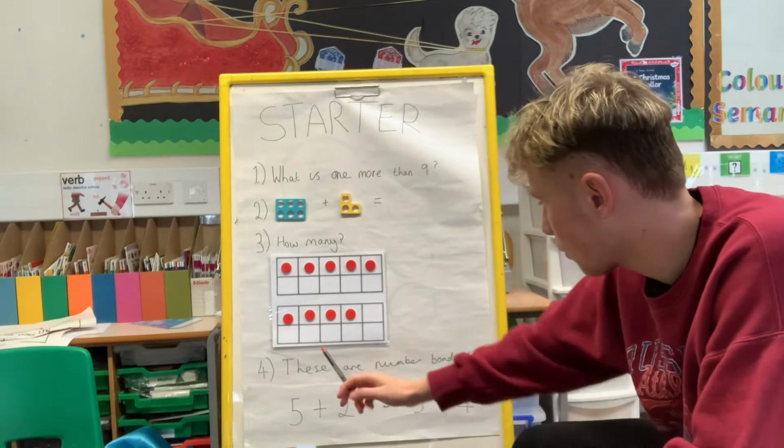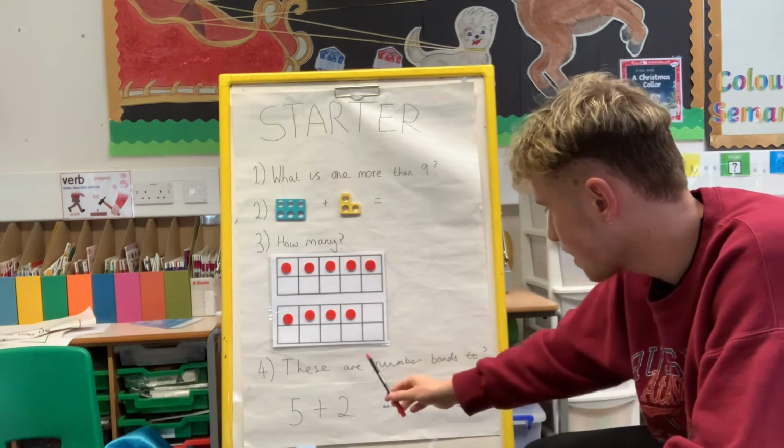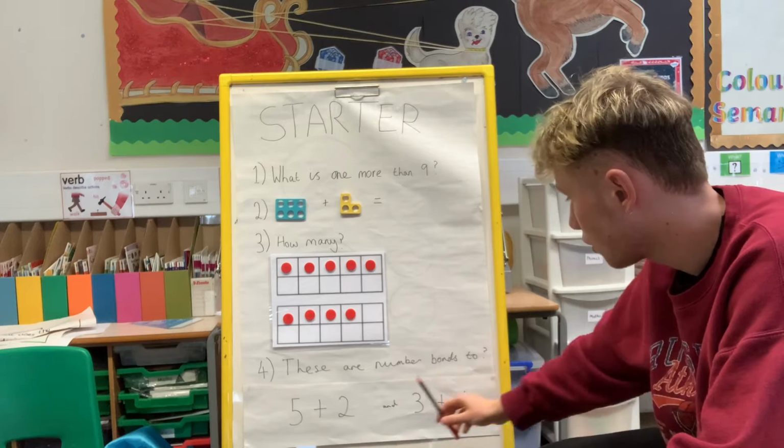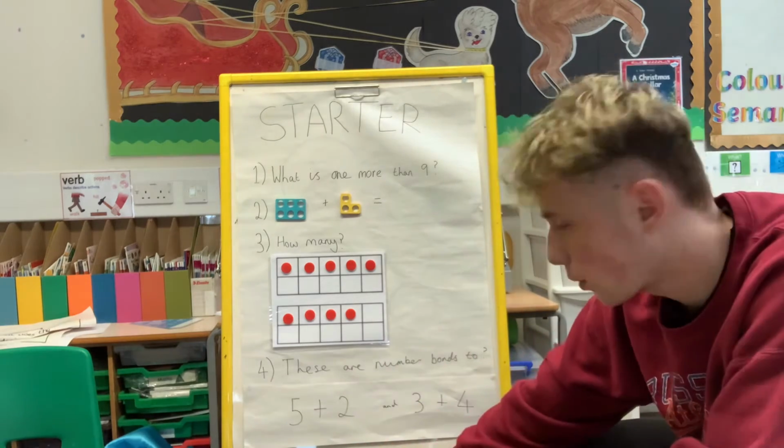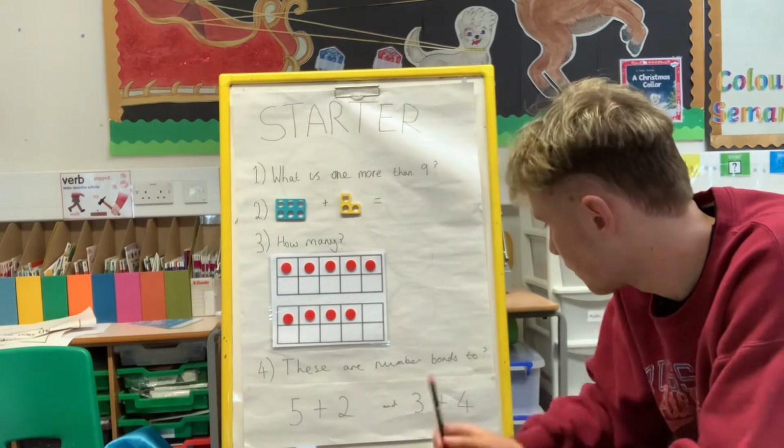And finally, question number 4. These are all number bonds to, 5 plus 2 and 3 plus 4. What are these equations number bonds to?